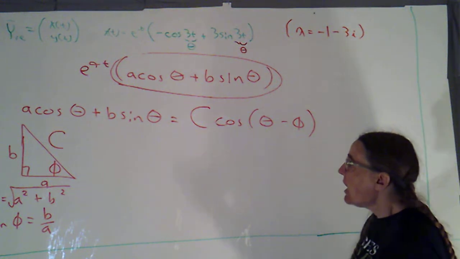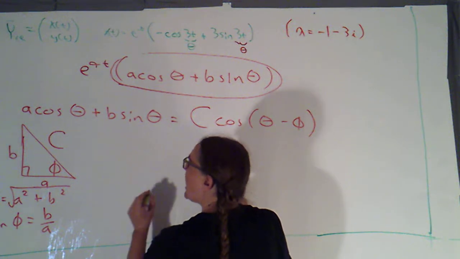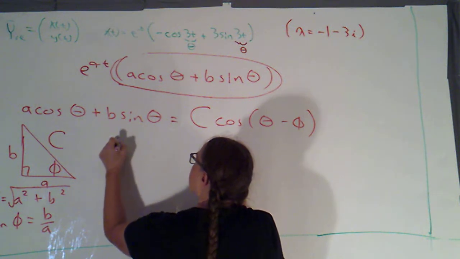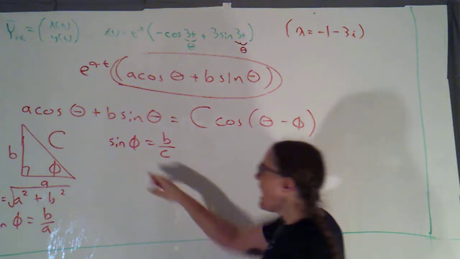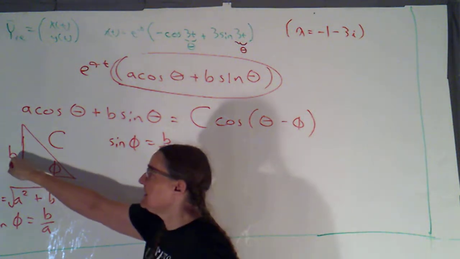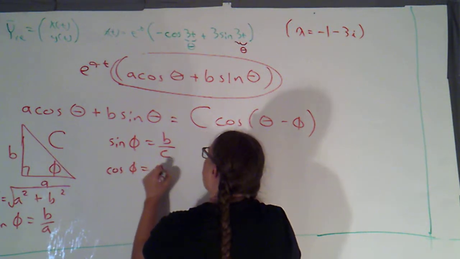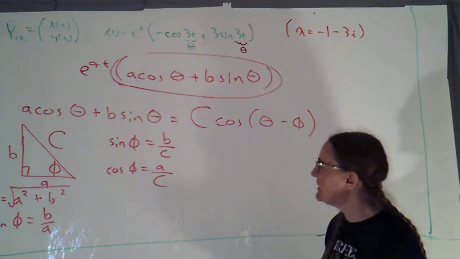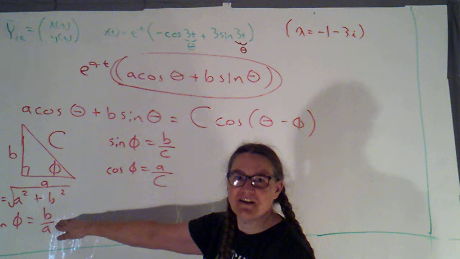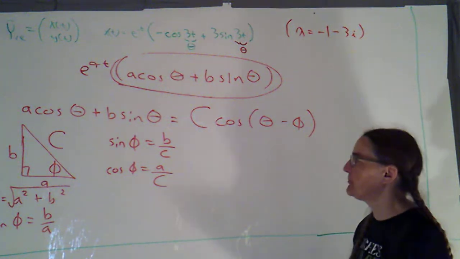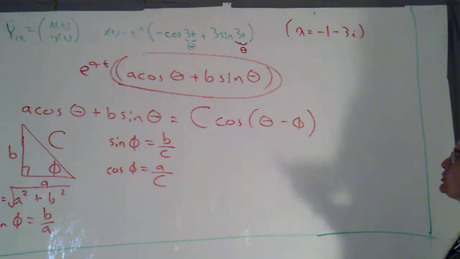So you'll notice that with this information, I can see that sine of phi would be b over c. And that's actually going to be true even if b is negative. And cosine of phi is a over c. And then, of course, since sine over cosine is tangent, that does give me that tangent is b over a. So that information is going to help me to see why this is actually true.